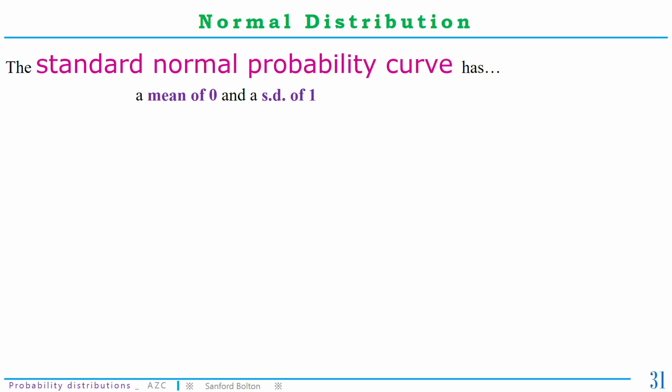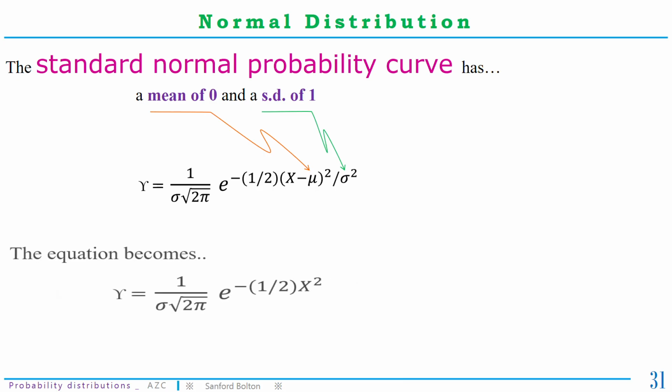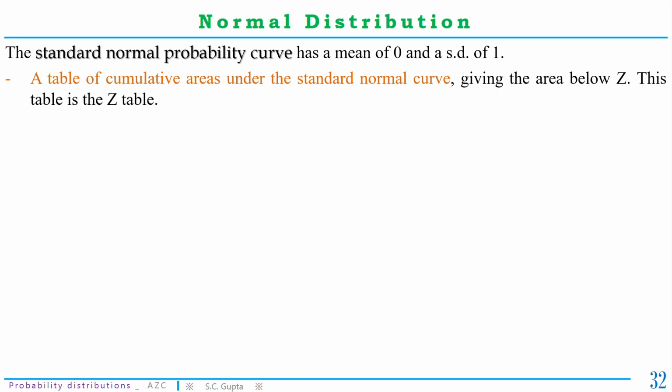The standard normal probability curve has a mean of 0 and a standard deviation of 1. Now, let's put these values in the equation for the normal distribution. The equation becomes smaller, as given here. The standard normal probability curve has a mean of 0 and a standard deviation of 1.